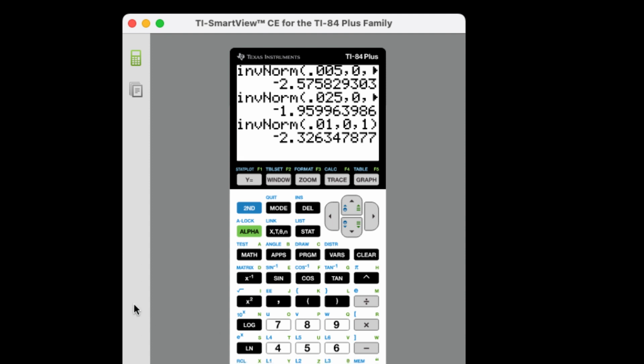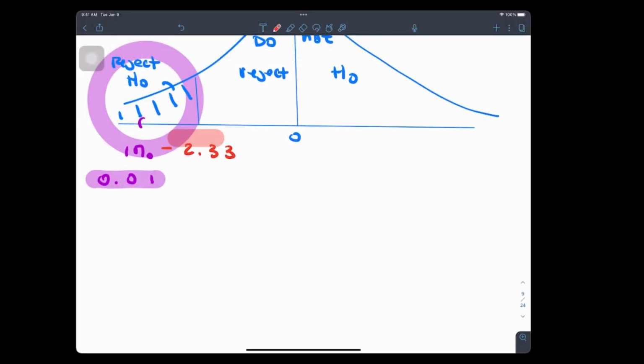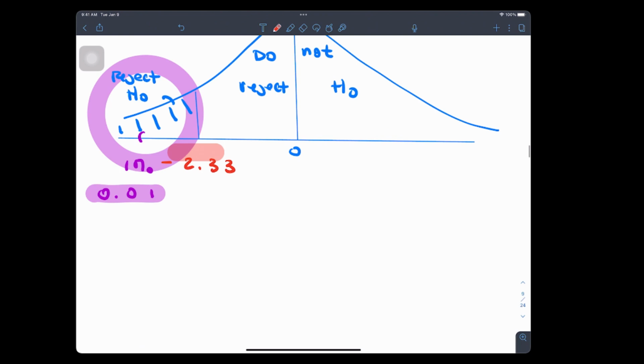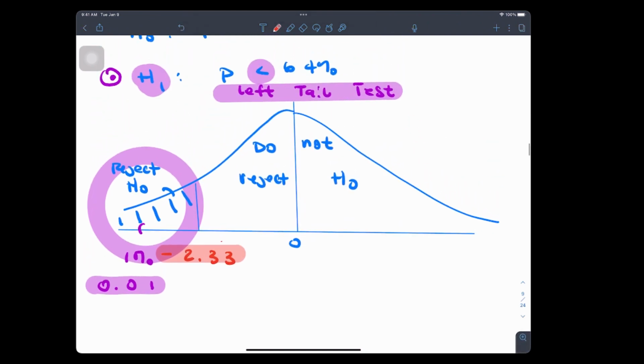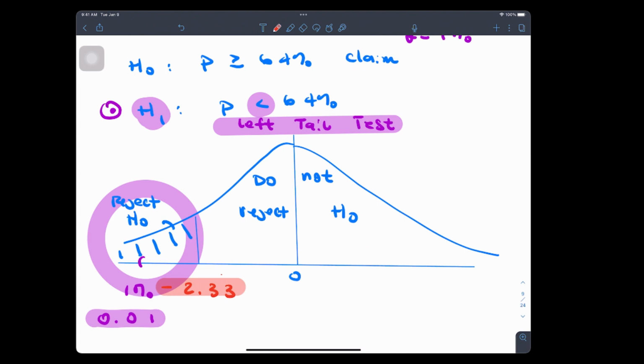Okay, now how many test statistics are there if there's only one left tail? There's only one, is that true? So here's the one and only critical value. You guys okay with that? It's right here. There it is. Negative 2.33. All right, now, this is your decision rule, ladies and gentlemen. It's a left tail test. So this is the first example of a left tail test for you guys. And it's very simple. The alternate hypothesis determines the tail.